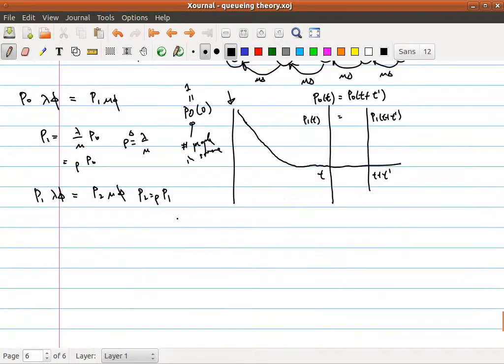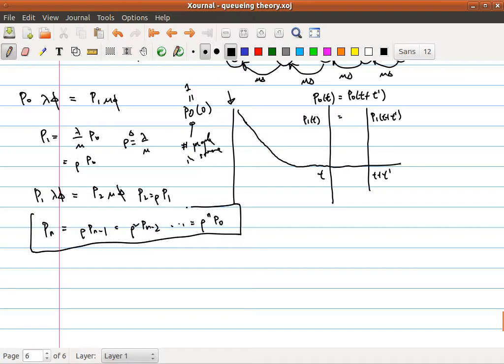And I can use the same argument again and again. Basically, I will have Pn is equal to rho Pn minus 1, but this is equal to rho squared Pn minus 2, and so on, which will be equal to rho to the n P0. Now that's basically what we have. And because these P are all probabilities, they should sum up to 1, so if I sum over Pn, n equal to 0 to infinity, I should get the sum of P0 rho to the n, n equal to 0 to infinity, which is P0 times the sum over rho to the n, n equal to 0 to infinity.